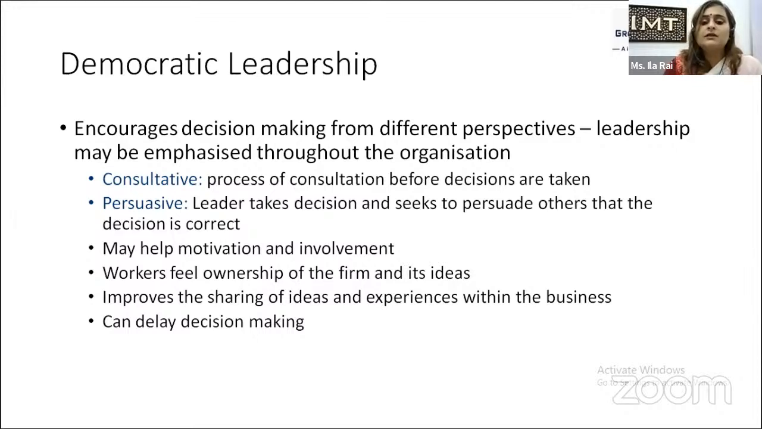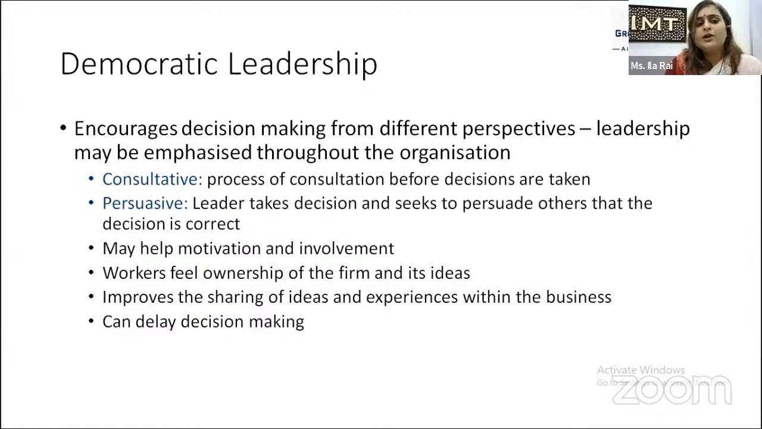This helps create motivation and involvement in the organization. The members feel that they are also part of the entire decision making, and because of this, they feel that they have ownership in the firm and they give their 100% to achieve the goals. It also improves sharing of ideas and experiences within the process.